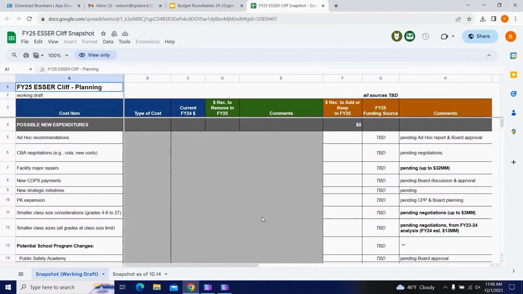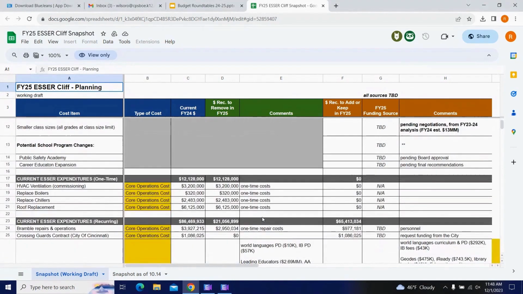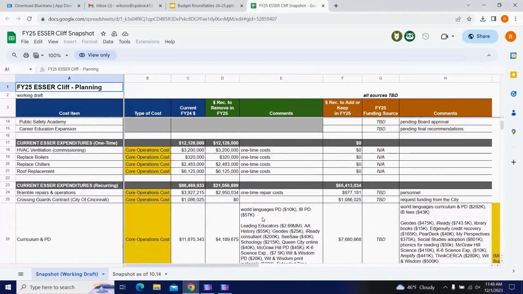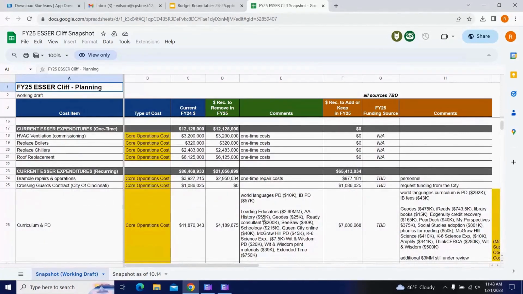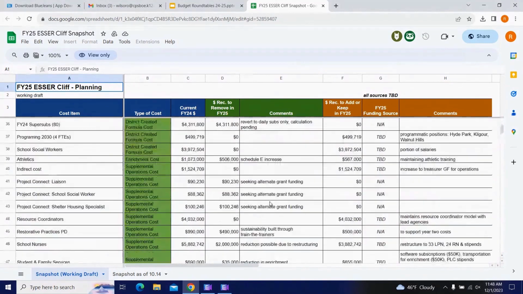But if you can scroll down, Rob, a little bit to around line or row 17 or so, folks will see that $12 million in one-time costs that I mentioned. So HVAC repairs, boiler chiller repairs, roof replacements. Again, all that's going to conclude by the end of the school year and we'll be fine. But if you keep scrolling down, you can see the $86 million in potential recurring costs.